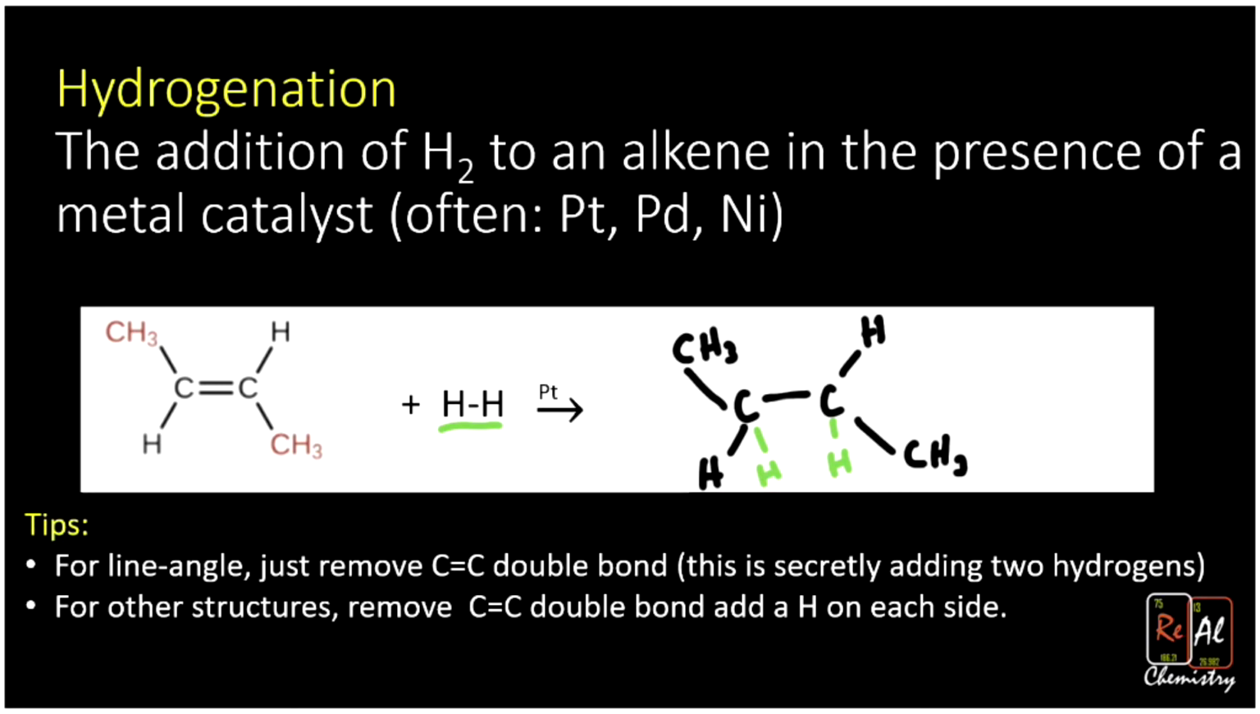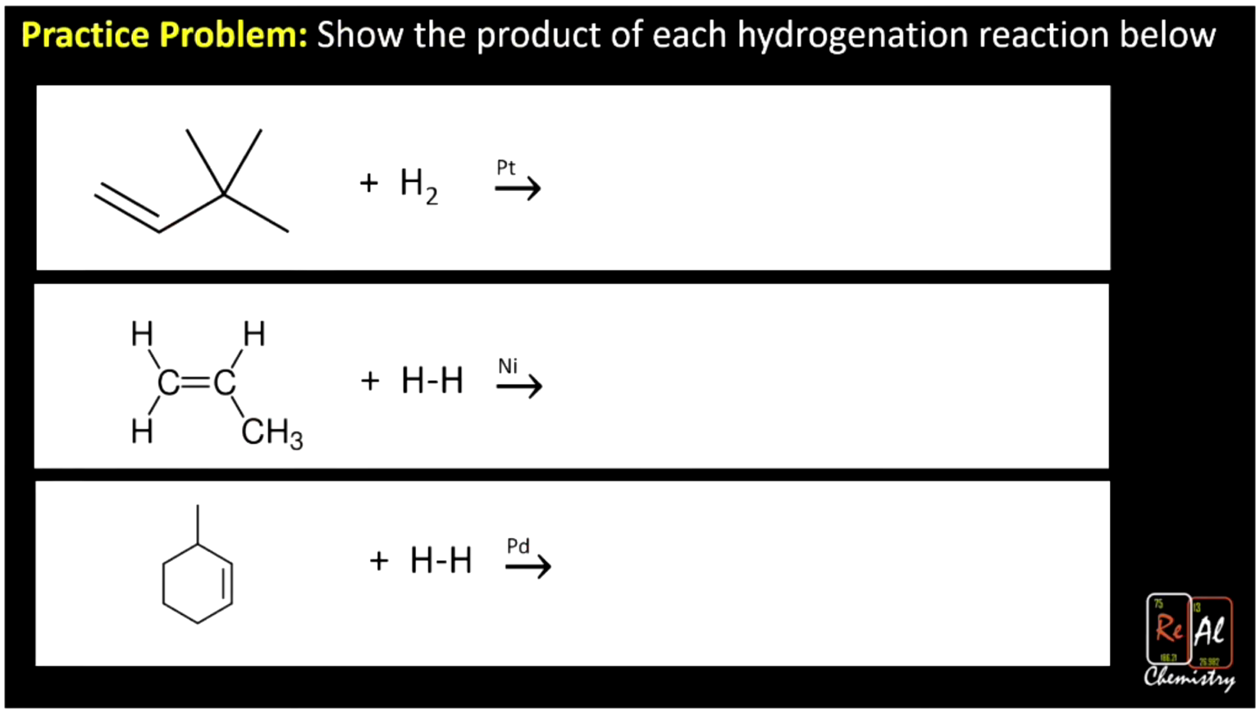Bang. Okay, let's do 3 more practice problems relatively quickly. We're going to show the product of each of the hydrogenation reactions below. The line angle structures are your friends. They make this process way easier. So all we're going to do is copy the structure that we see. And we have a double bond there. And remember, for line angle, all we got to do is get rid of the double bond. That's it. That's our whole product.